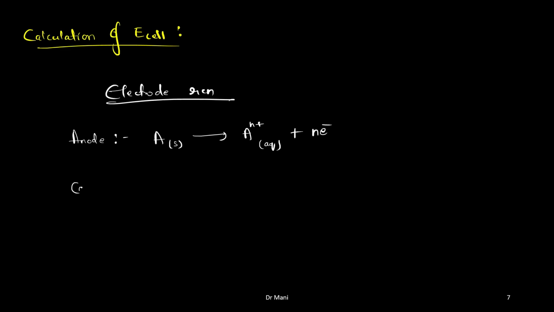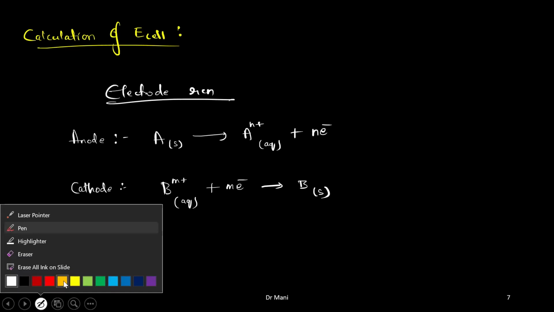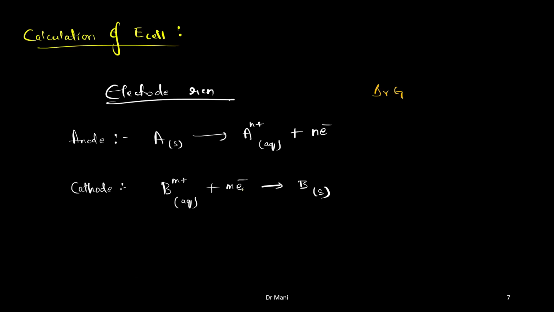At cathode, B m+ plus m e minus gives B. Make sure you understand this standard form of reaction very carefully. You should quickly write it, you should not think about it. This redox reaction, you should write as quick as possible so that you can deal with the questions easily. If I write down the Gibbs energy for this, delta rG1 is minus nFE of A by A n+. Delta rG2 is equal to minus mFE of B m+ by B.